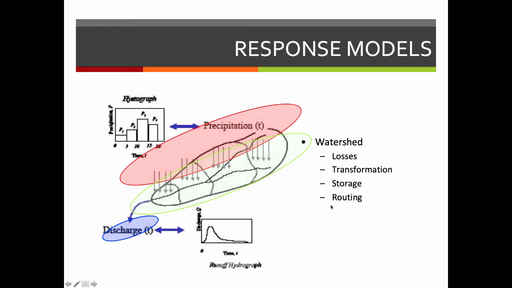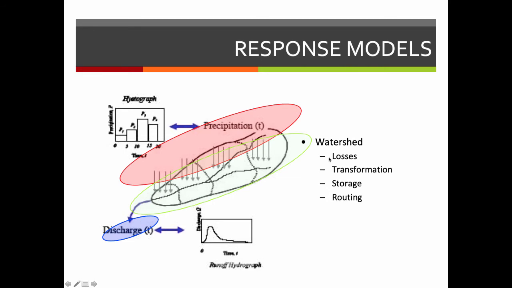So let's look at what a response model does. We have input precipitation, which I've coded as red, and we have output discharge, which is coded as blue. And in our watershed case, the watershed processes that red signal to produce the blue signal. So here's our input signal, here's our output signal. And the things the watershed does is it imposes losses, storage, routing, and transformation.